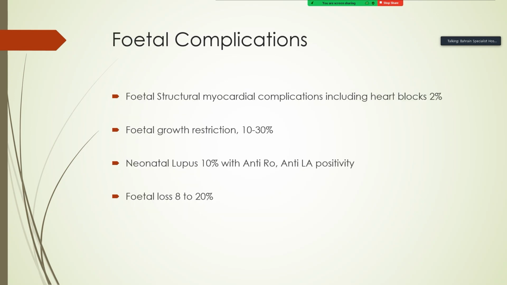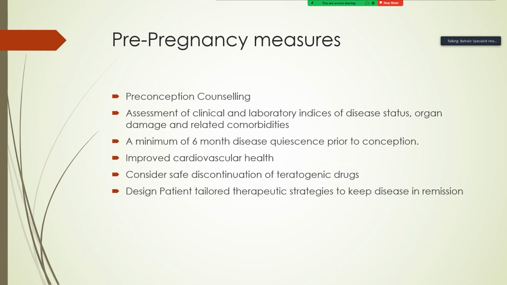Then these are the fetal complications. It includes structural myocardial complications. That includes the heart block. Then fetal growth restriction can be there. Neonatal lupus in the presence of anti-Rho and anti-La positivity, and fetal loss is 8 to 20%.